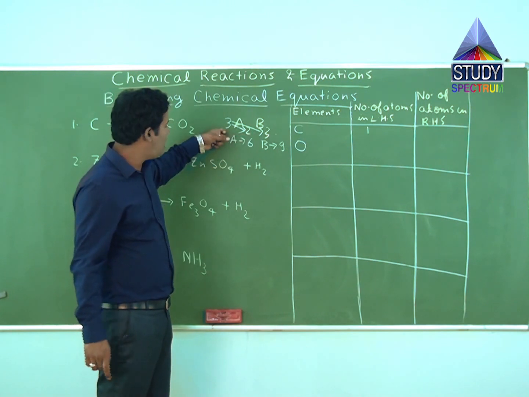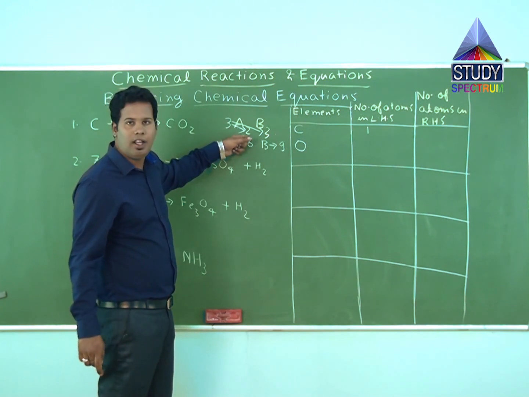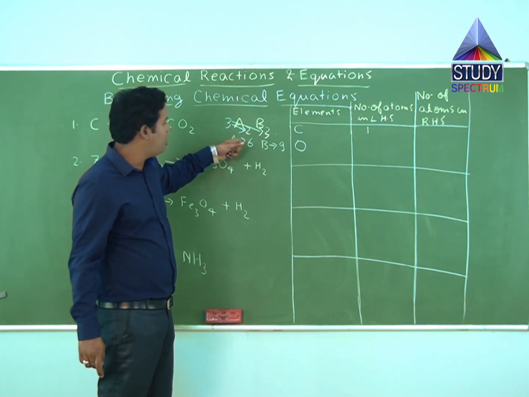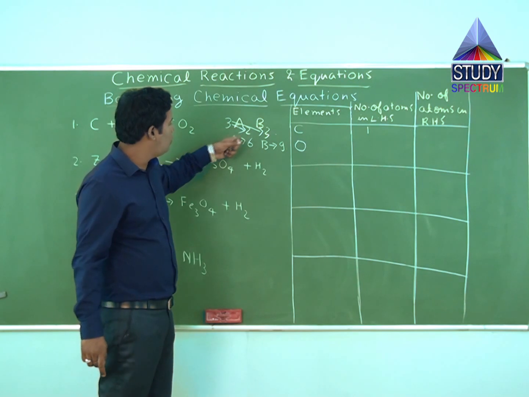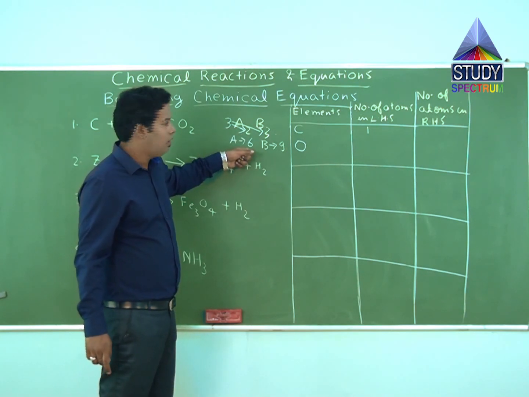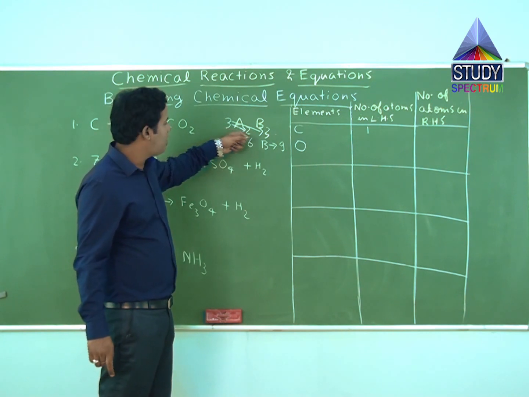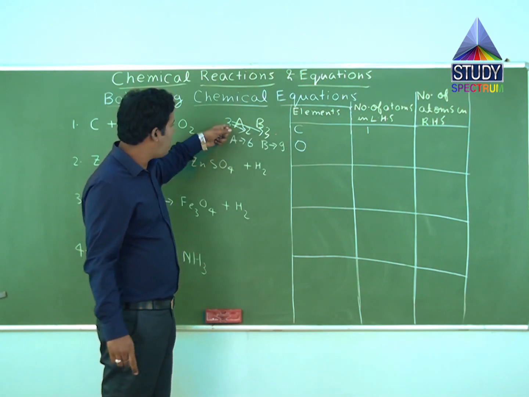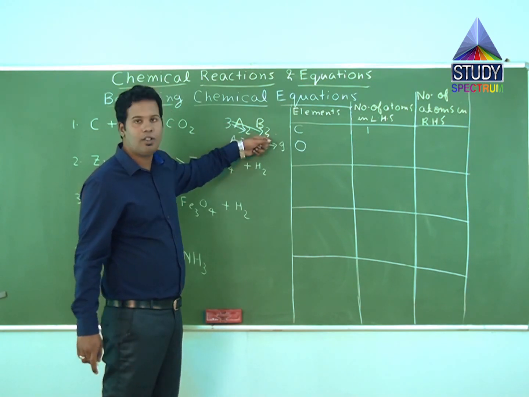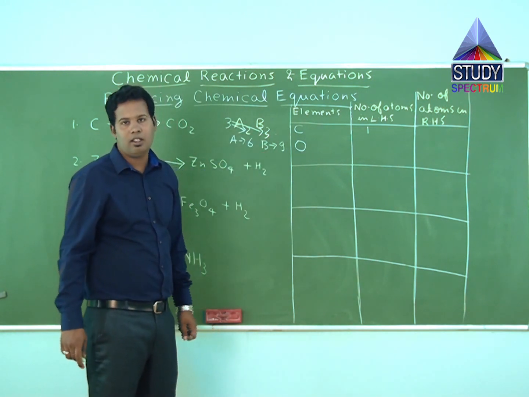Correct? If you see over here, the coefficient of compound A2B3 is 3, the suffix of A is 2, so the number of atoms of A in this compound A2B3 will be 3 into 2, that is 6. The coefficient of compound A2B3 is 3 and the suffix of B in this compound is also 3. So if you multiply the coefficient of the compound with the suffix of this element, that is 3 into 3, that will be the number of atoms of B in this compound.